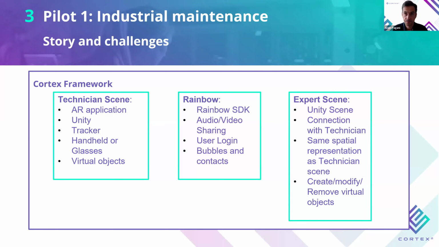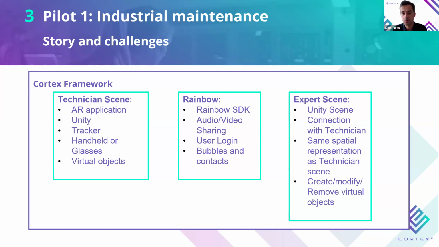And since this person can see all the elements and all the objects, he or she can start creating additional elements. For example, he will say, I want to create a 3D arrow for showing to my colleague where he has to press a button.